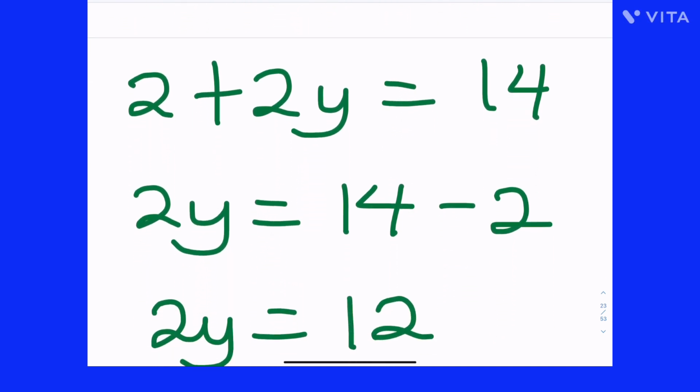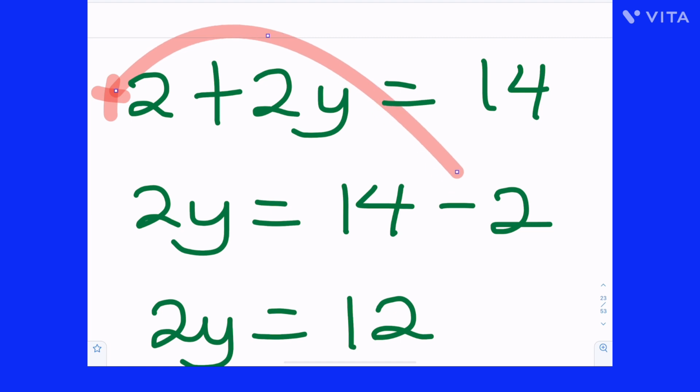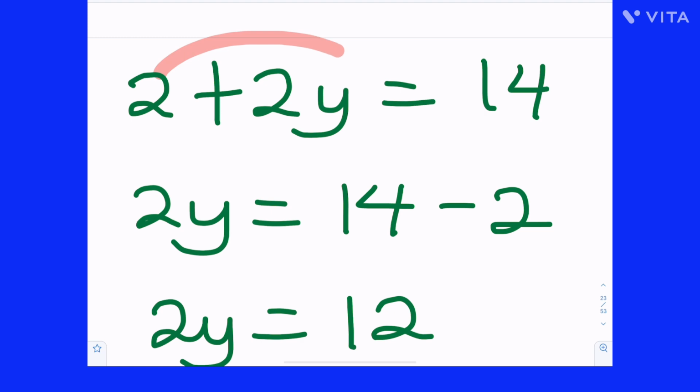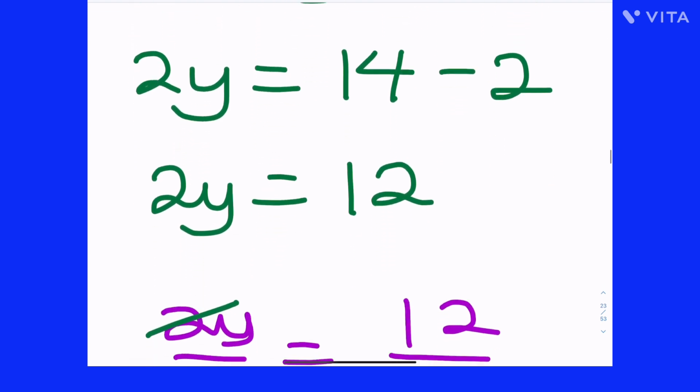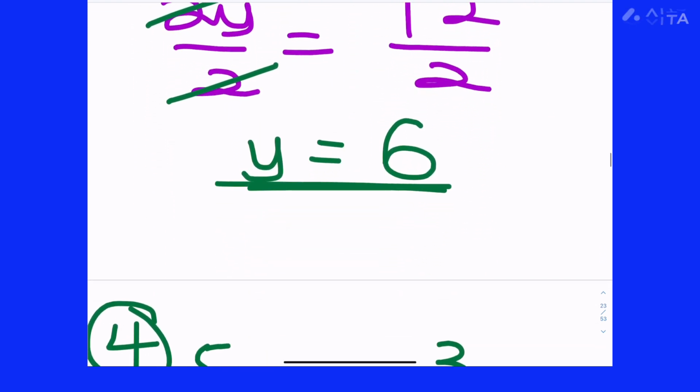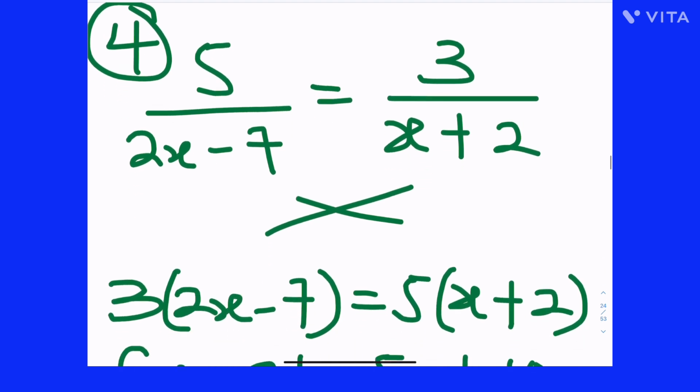2y will be equal to 14 minus 2. Take note that this 2 here is positive. When it crosses the equal to sign to the right hand side, it will become negative. So that gives us 2y is equal to 14 minus 2. That's what, 2y is equal to 12. y is 12 over 2, 6. Number 4 is the same thing, cross multiply.